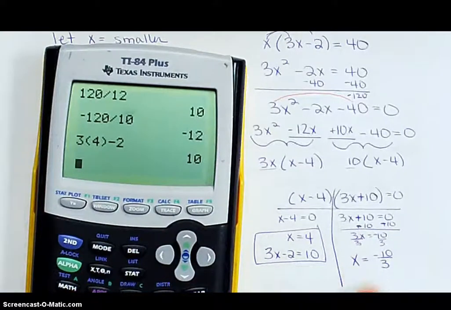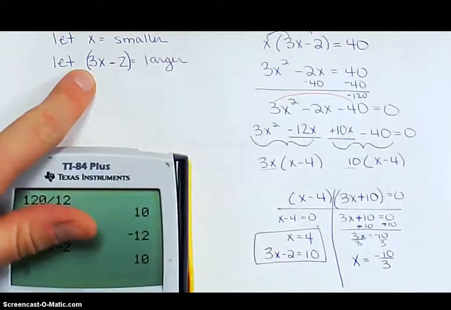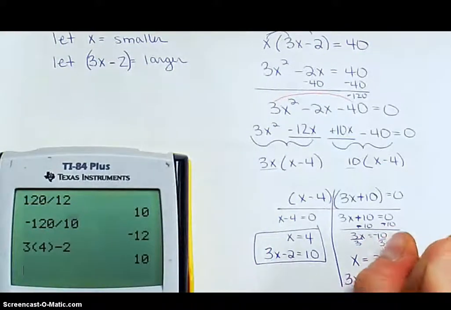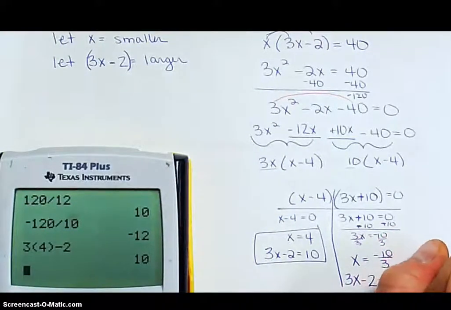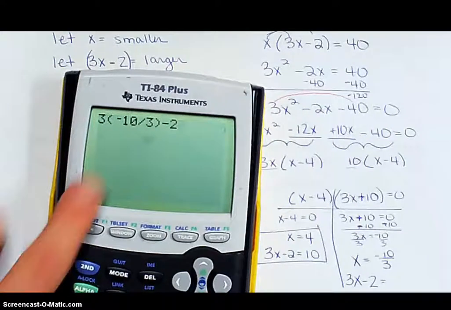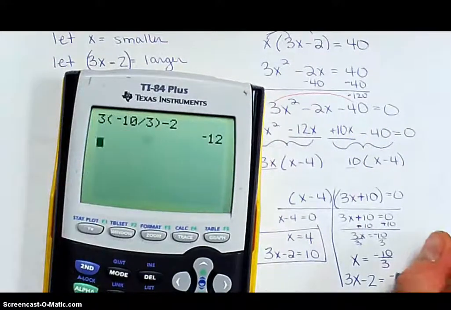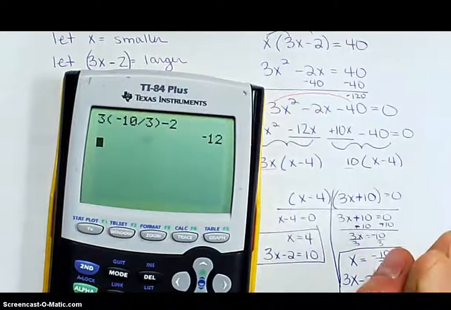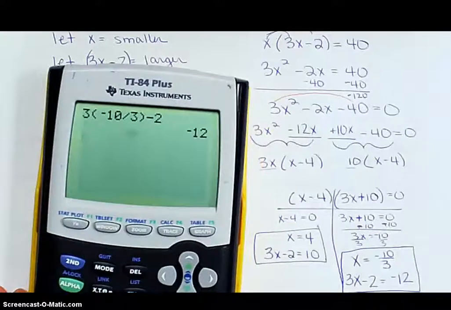Now that's our smaller number. We still have to find the larger number. So underneath it, I'm going to find the larger number that would go with it, and I'm going to use my calculator for this one. So 3 times negative 10 divided by 3, minus 2. So when I substitute it in, we get negative 12. So those would be the two other answers that would work.